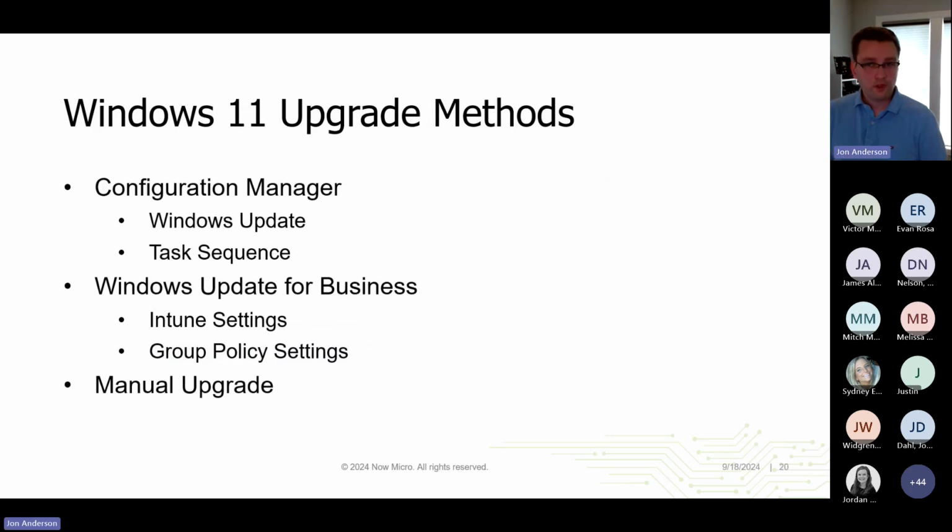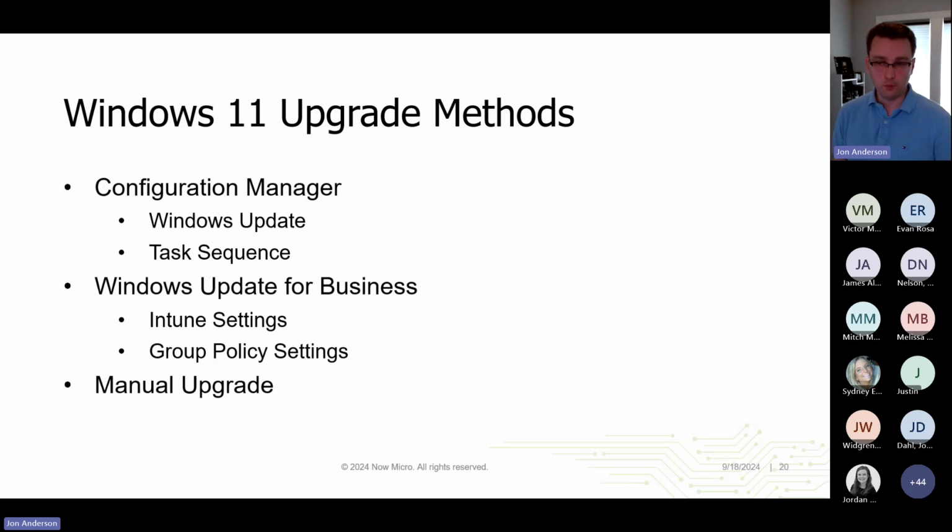Now we've looked through all the compatibility stuff, we're ready to actually do a Windows 11 upgrade. What are the options available for doing that? Again, several options. We've got Configuration Manager, where we can push out the upgrade as a Windows update through the software update point and WSUS integration. We've got task sequences, where we can do an in-place upgrade task sequence and take more detailed control over the process.